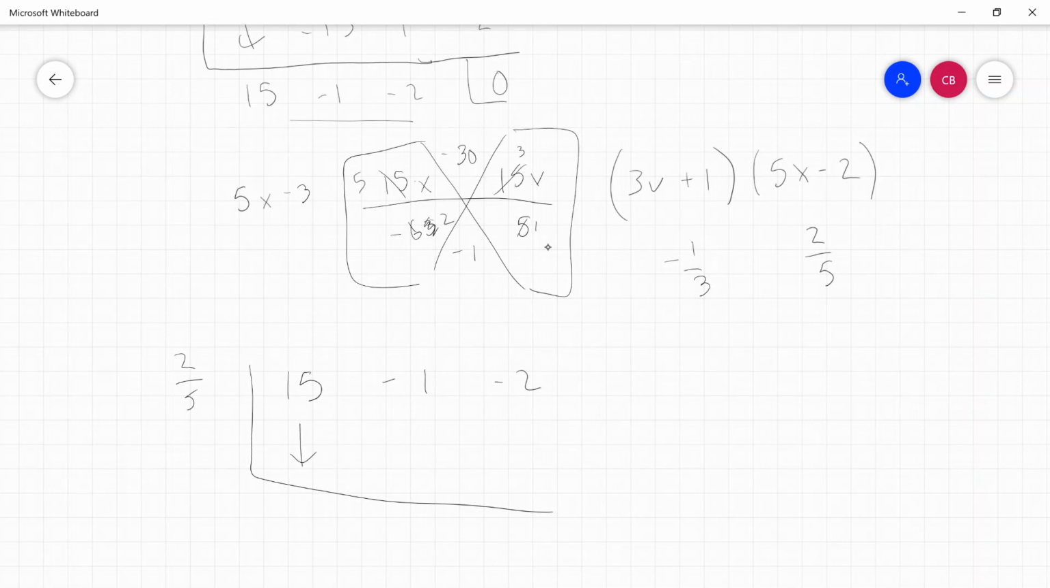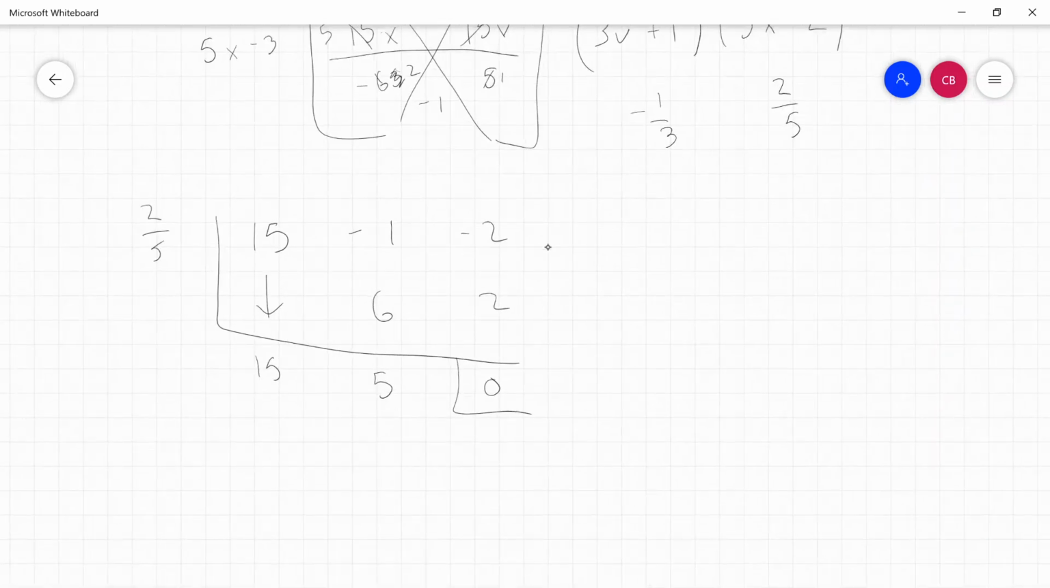So we have 2/5. Okay, so 15 comes down. 2/5 is going to be divided by 5. That's going to be 3 times 2, 6. So if we go, this is -1 and 6, that's 5. Divide by 5, that's 1 times 2 is 2, and that's 0. So that one worked. Okay, so we got this one to work.